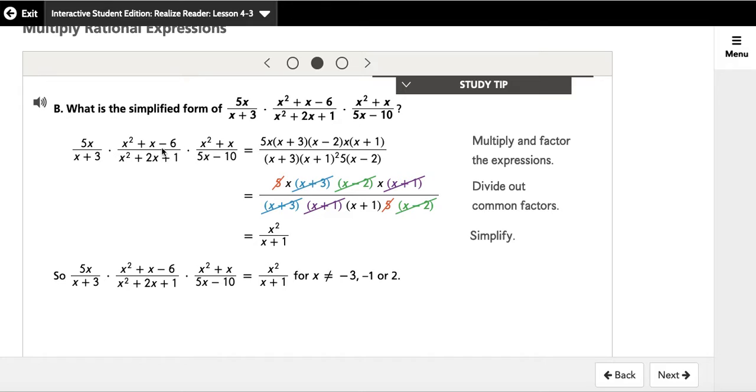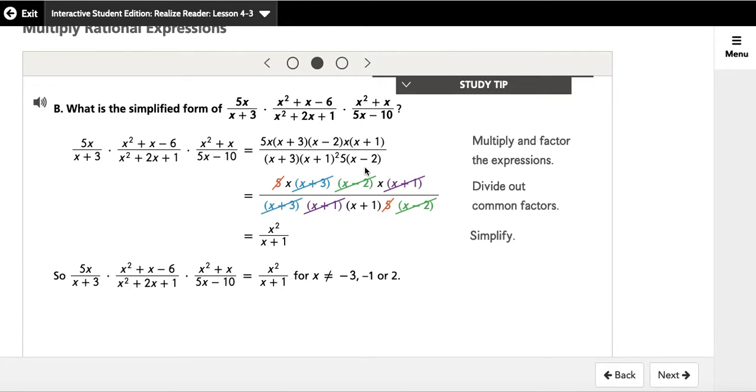So they factored all those numerators into 5x, x plus 3 times x minus 2, and then an x times x plus 1. And in the denominator they had an x plus 3, and this factored into x plus 1 squared, and then this factored into x times 5 times x minus 2.